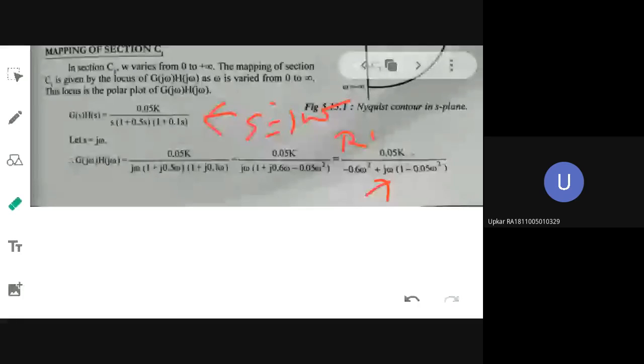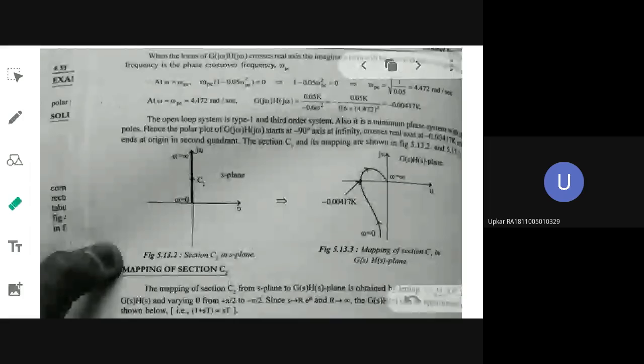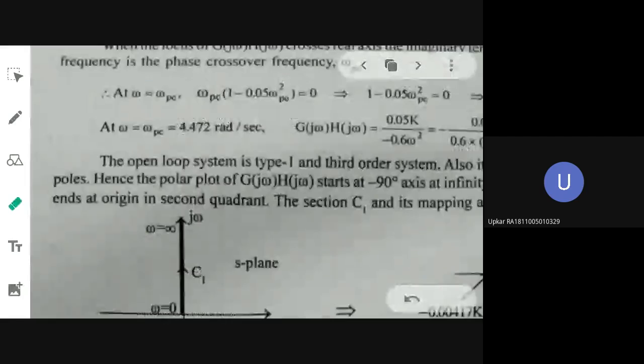You equate it to 0 and find omega PC, because it is the 180 degree axis. Here they have equated the imaginary part to 0, yes or no? Yes, ma'am, they have equated it to 0, because that is the negative real axis, minus 180 degrees. This frequency is called the phase crossover frequency. So they are finding the phase crossover frequency. What is the value of that omega?